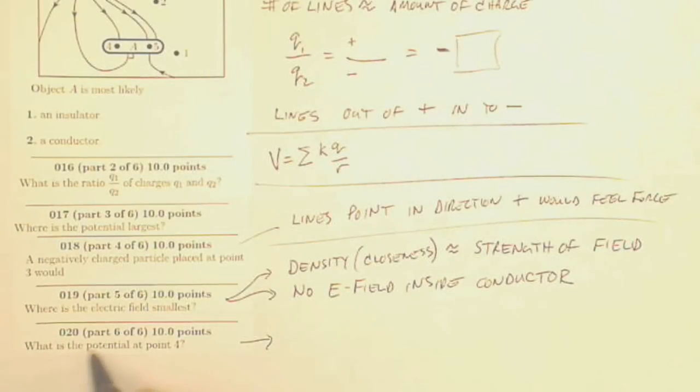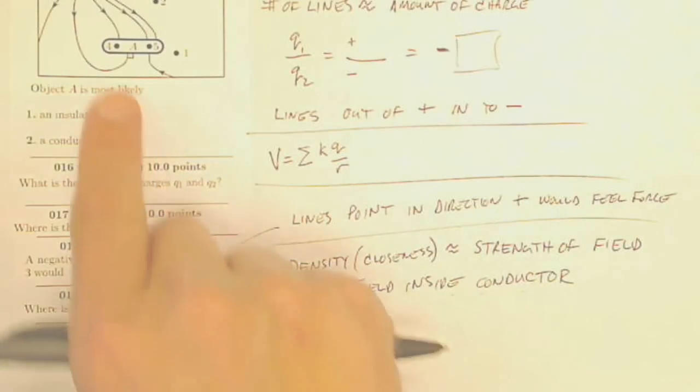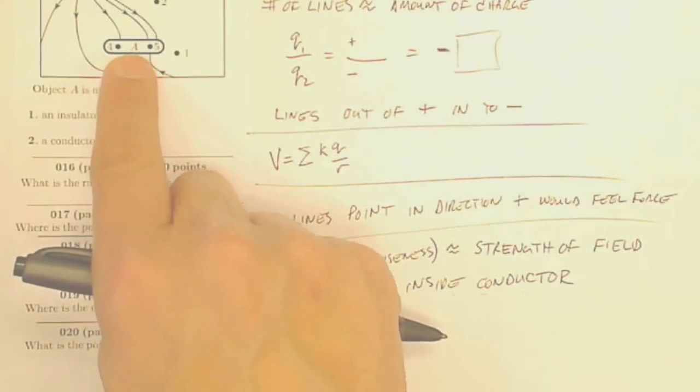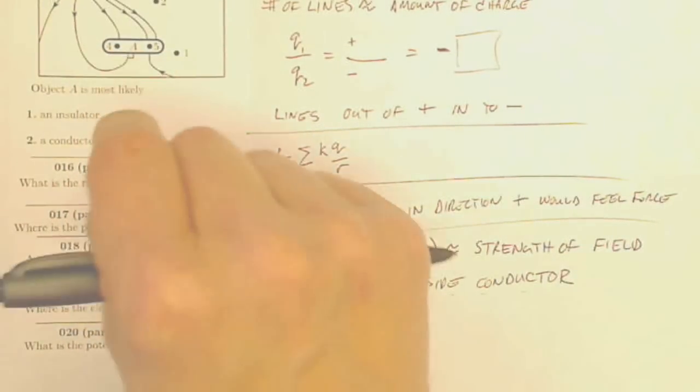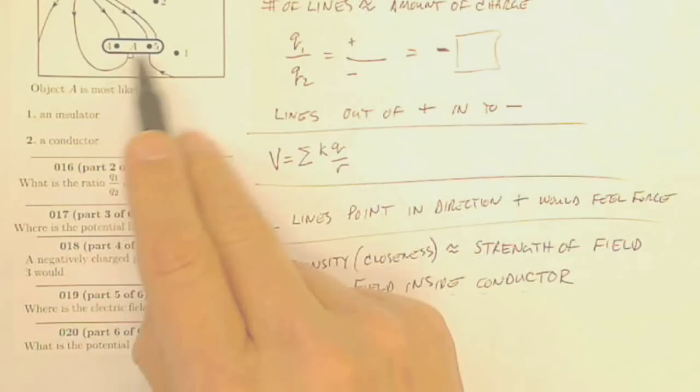Question number 20 says, what is the potential at point 4? But I see it's asking in comparison to point 5. Well, since there's no electric field inside a conductor, that tells me it would take no energy to move slowly the charge from point 4 to point 5 if you were inside the conductor, if you were just holding onto a small test charge and moving it.